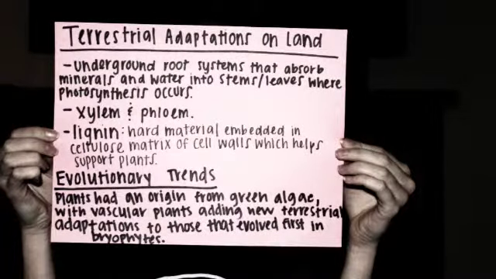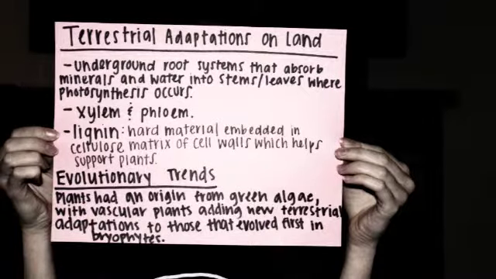An evolutionary trend we found in seedless vascular plants and all other plants is that they had an origin from green algae.